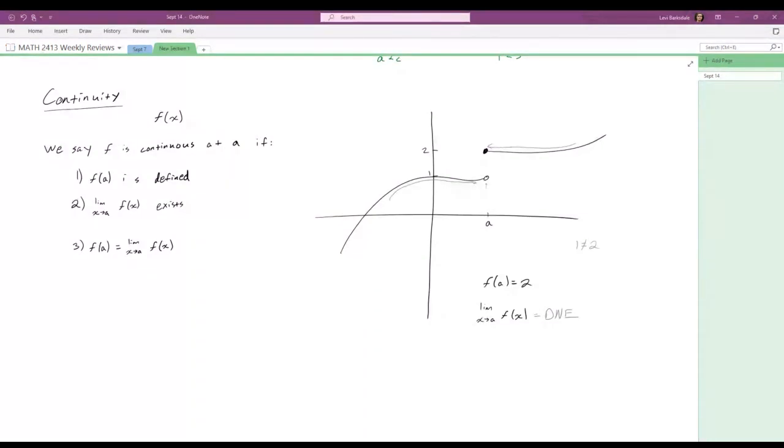Any questions about continuity? Or about this definition of continuity? Yeah, go ahead.